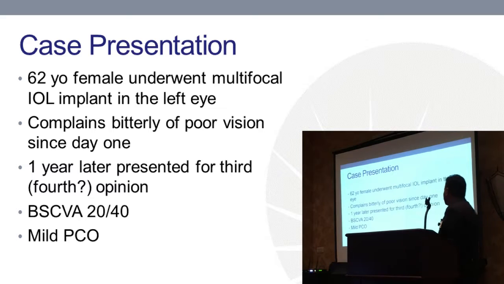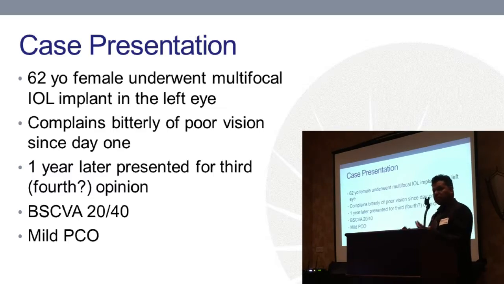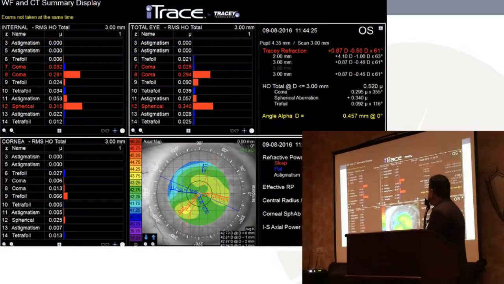She had undergone cataract surgery with a multifocal implant in one eye, the left eye, and really since day one she was complaining of really bad vision. She had gone through multiple visits with her doctor, then got a second and third opinion, and I think I was probably the fourth opinion she got. She had a little bit of PCO and best corrected vision of 20/40, but bitterly complained that her vision was just not good. Thankfully the surgeon didn't do a YAG, because that, we'll find, was not necessarily the answer.